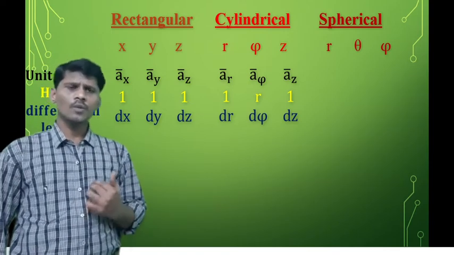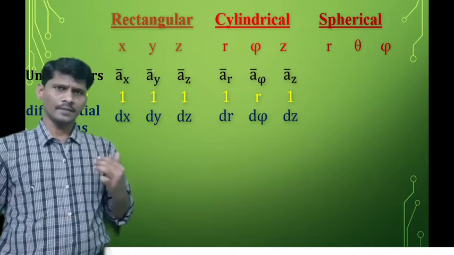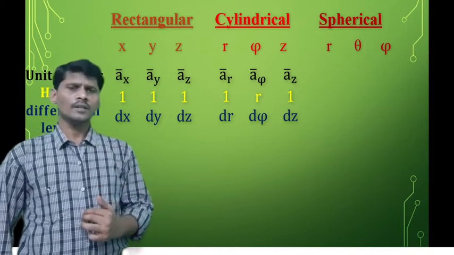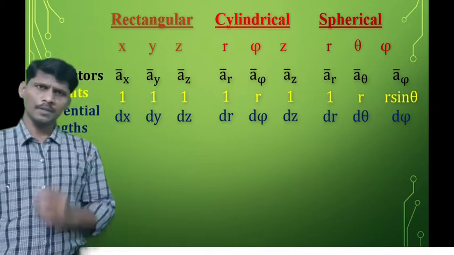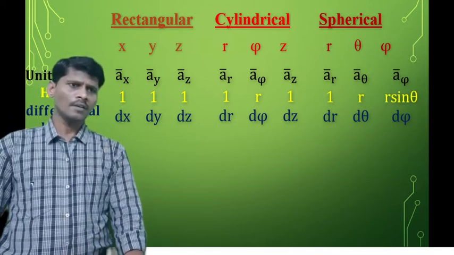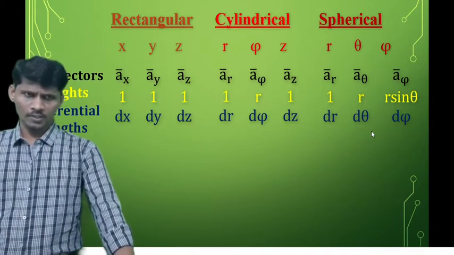And spherical coordinate system. What are the spherical coordinate system variables? r, θ, φ. And what are the unit vectors in spherical coordinate system? ar bar, aθ bar, aφ bar. And dr, dθ, dφ are the differential lengths in spherical coordinate system.